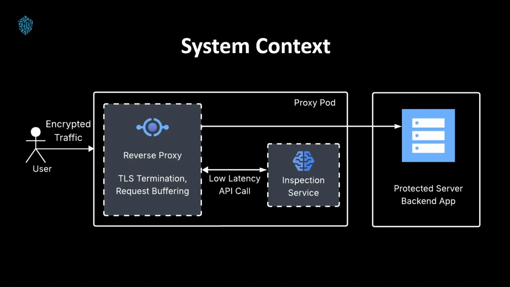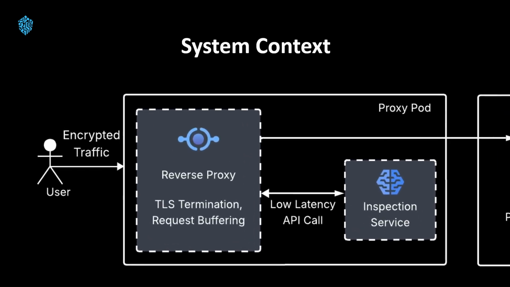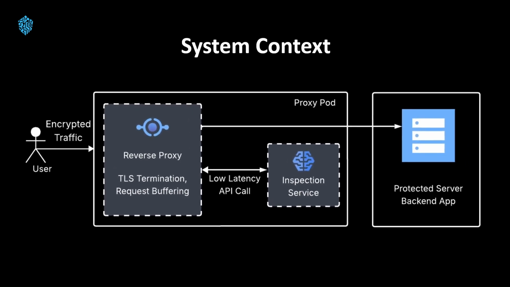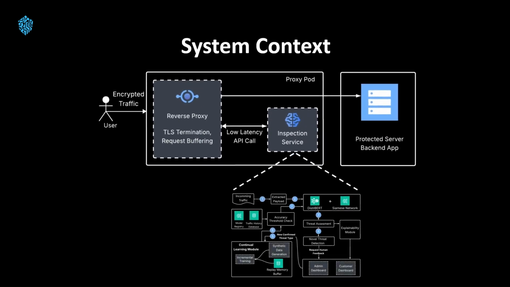Starting with the system context, NeuraShield is positioned as an inline security layer between the client and the protected backend application. All incoming requests first pass through the reverse proxy, where TLS termination and request buffering are handled before the request reaches the actual server. Instead of forwarding traffic directly, the proxy makes a low-latency API call to the inspection service. The inspection service is the decision-making layer of NeuraShield, responsible for analyzing requests and deciding whether they should be allowed or blocked.